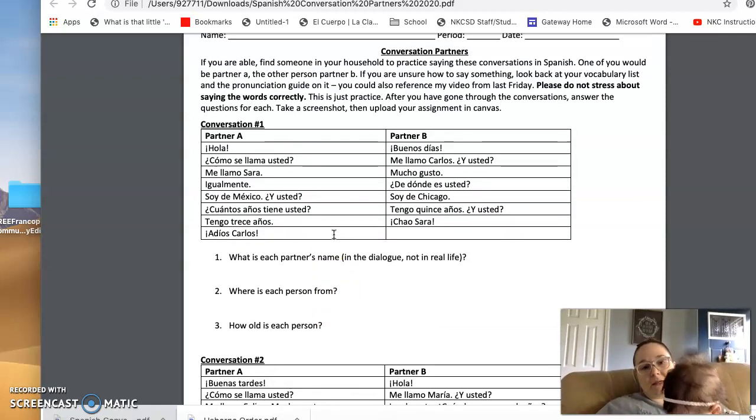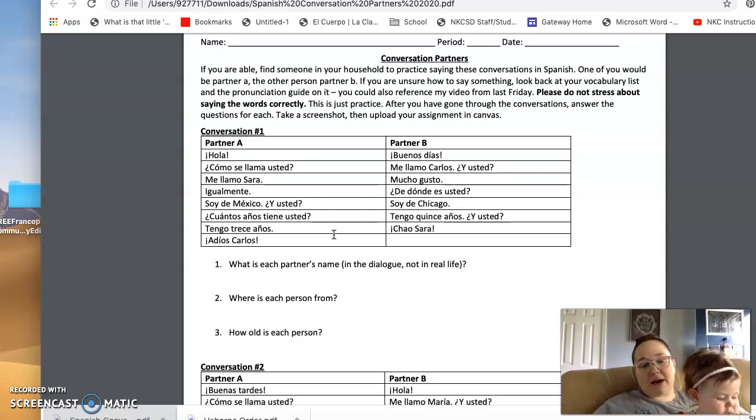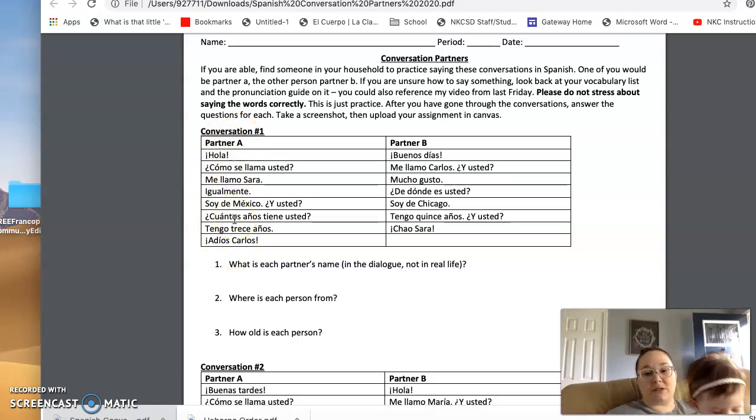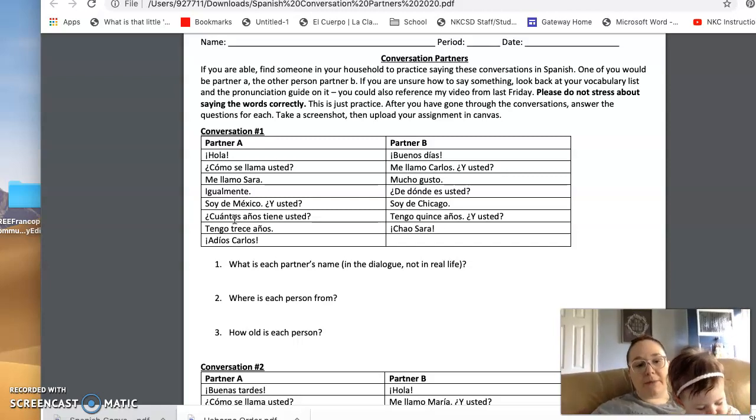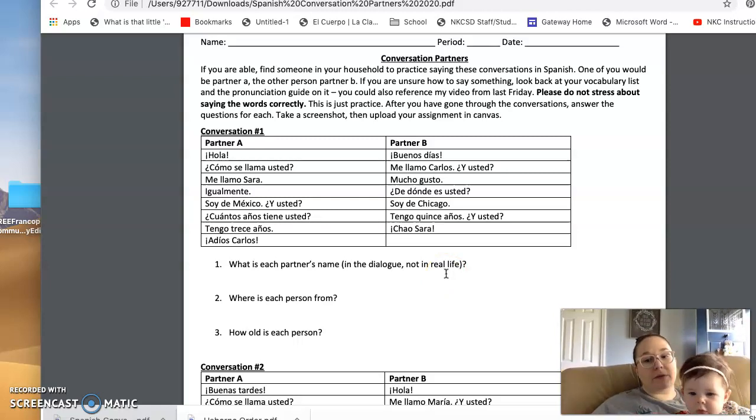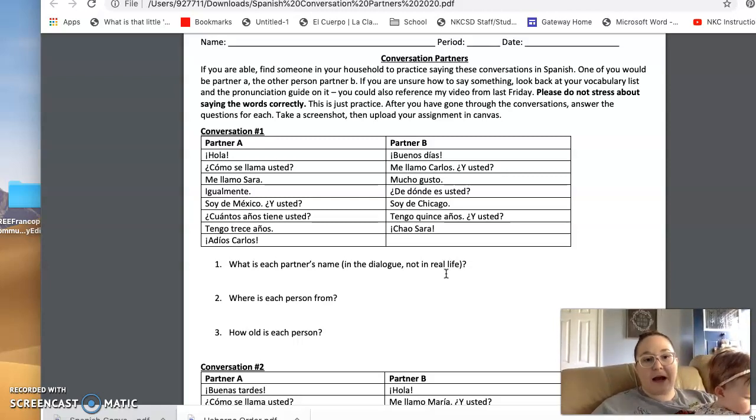I am in the middle of grading these activities, and I'm noticing that there were some questions as to how to answer these questions. So these three questions down below here, you needed to answer based on the information up here in the conversation, not based on yourself, okay? For example, number one says, what is each partner's name? And then it says, in the dialogue, not in real life. So I am not going to answer for number one that partner A's name is Mrs. Punzo. I need to come back up to the conversation and use my Spanish to find out what that person's name was. So if I don't know how to say my name is, that is what I need to figure out, because that's where I'm going to find the answer right after that in the conversation.